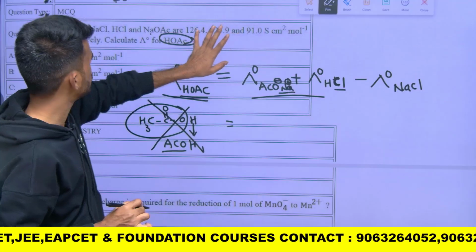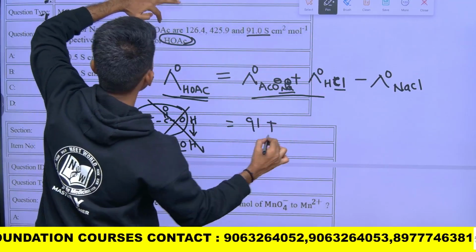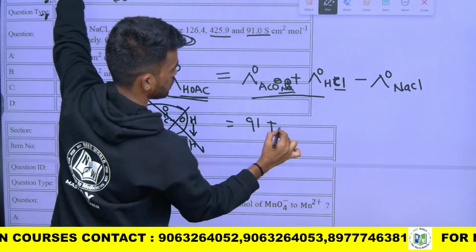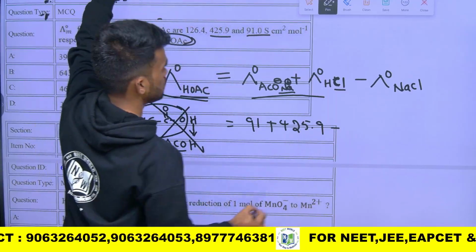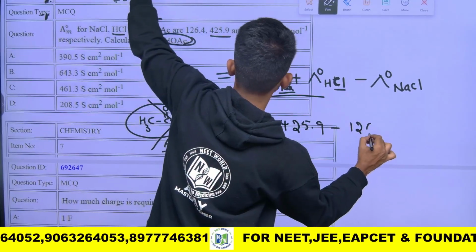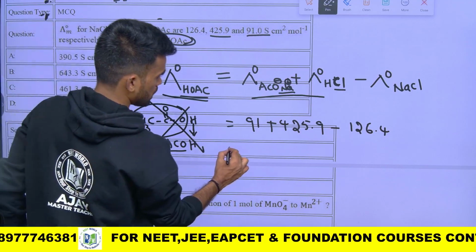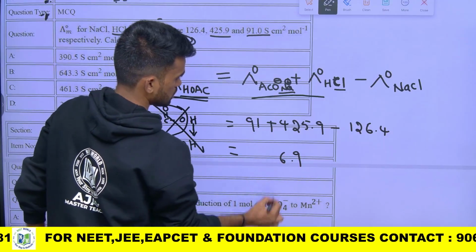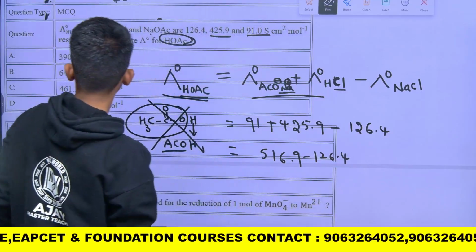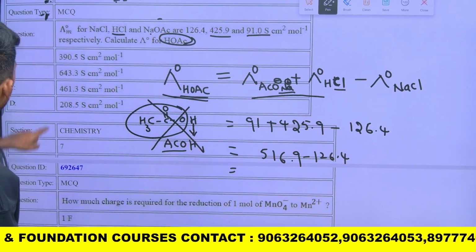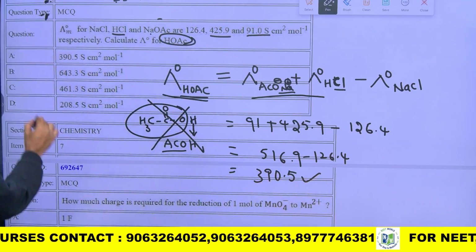Sodium acetate, what is the value they have given? This is the third one, so the value is 91. Plus, for HCl, how much, the middle one? This value is 425.9. Now NaCl, how much have they given? NaCl they have given 126.4. So from this you can calculate the value. By doing this, 91 plus 425.9 minus 126.4, we will get around 390.5. So this is our answer, which is option number A.